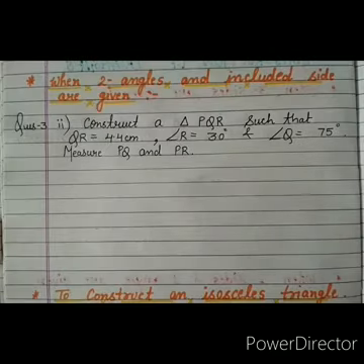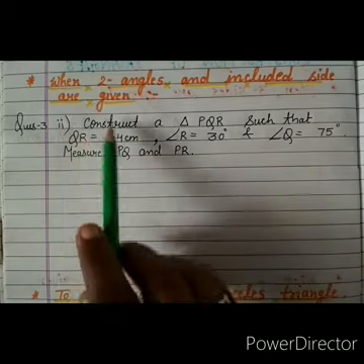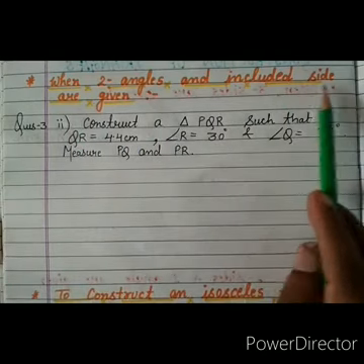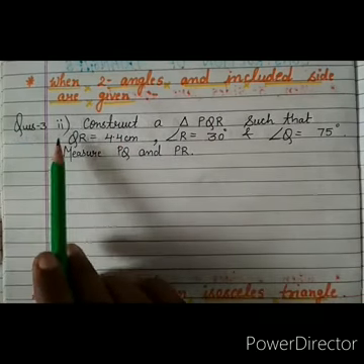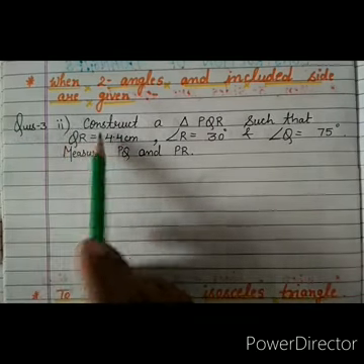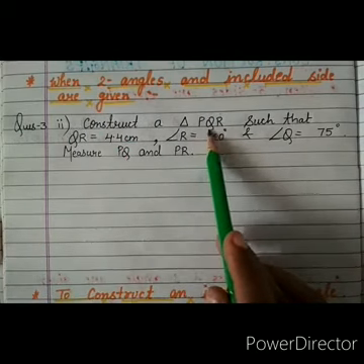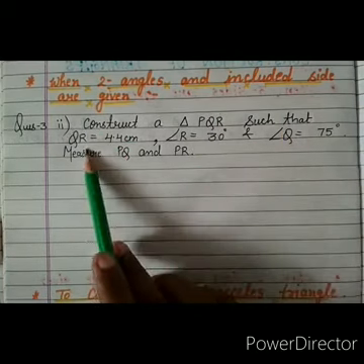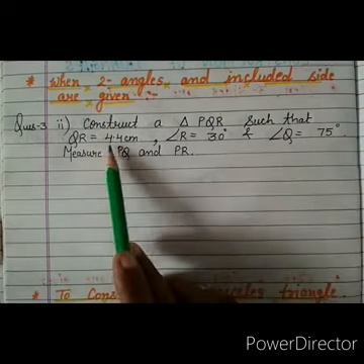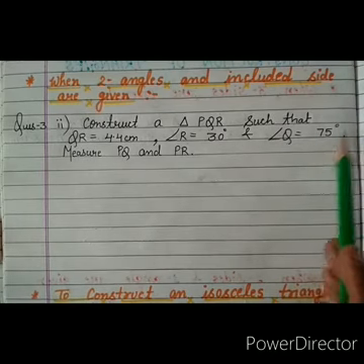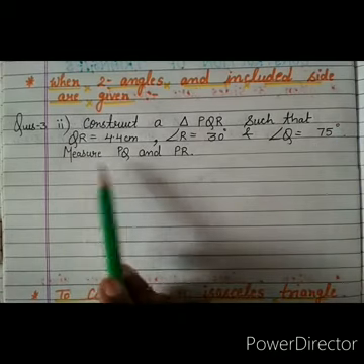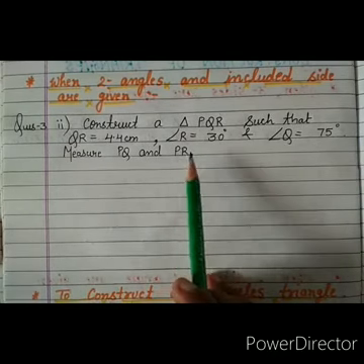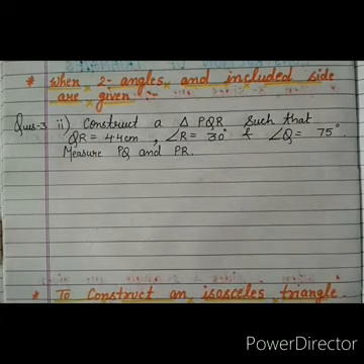Now in the third topic, we will learn how to construct a triangle when two angles and included side are given. Here question number 3, second part. In this question we have to construct a triangle PQR such that QR is 4.4 centimeter and angle R is 30 degree and angle Q is 75 degree. And we have to measure PQ and PR after constructing triangle PQR.